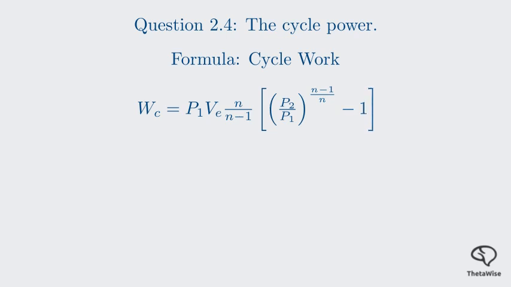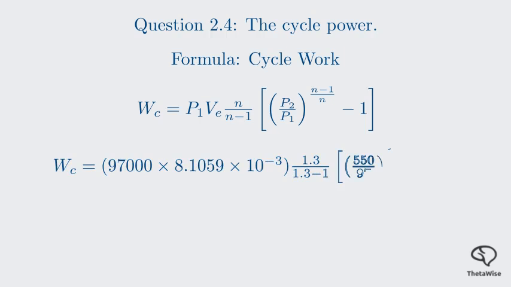We have all the necessary values. P1 equals 97,000 pounds PA, VE equals 8.1059, Yax 10 to 3 INI equal 1.3, and P2 equals 550,000 pounds PA. Substituting these values into the formula, we perform the calculation. Let's calculate the terms inside the square brackets first.